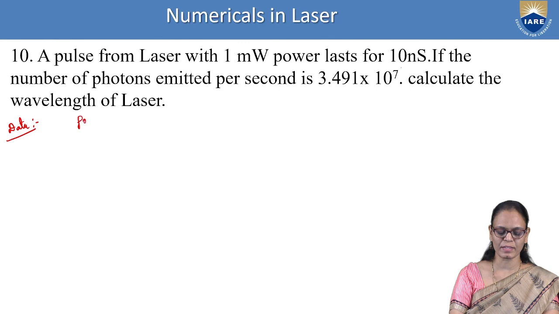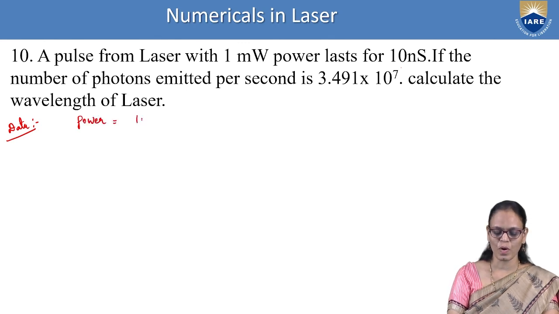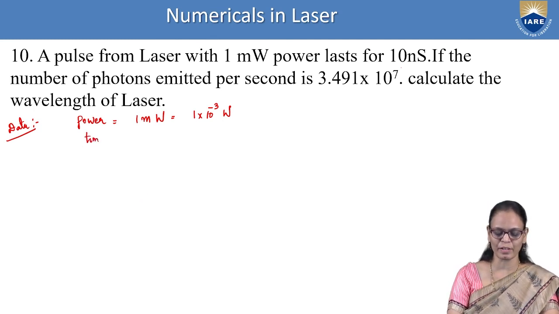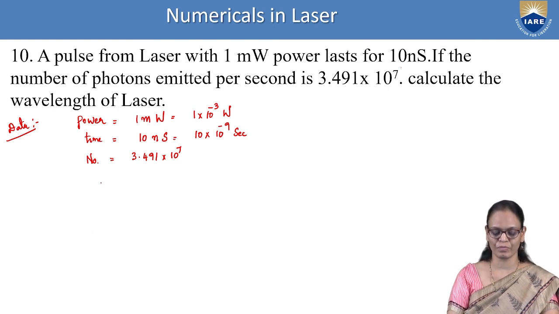So write the data. The power of the laser is given, 1 milliwatt. Milli means 10 power minus 3. So 1 into 10 power minus 3 watts. And it lasts for 10 nanoseconds. So the time here is 10 nanoseconds. Nano means 10 power minus 9 seconds. And the number of photons, capital N, that are emitted is 3.491 into 10 power 7. We have to calculate the wavelength.